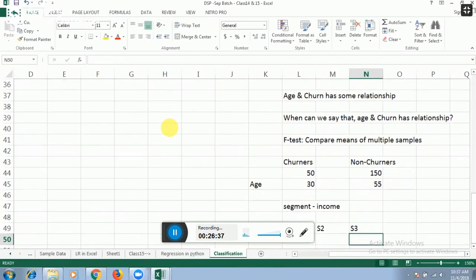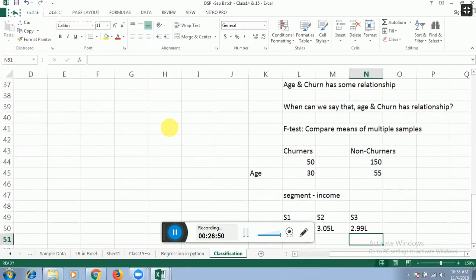There are 3 segments, assuming that, and the average income is, for example, here also it's 3 lakhs. Here is 3.05 lakhs. Here is 2.99 lakhs. So do you say that there is any relationship between your income and segment? I don't think so, because all of them are having a similar kind of income. If they have different incomes, then I can say that there is a relationship.